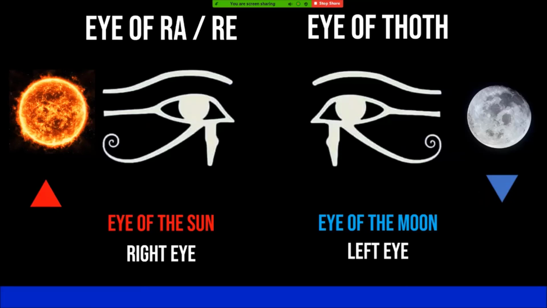In Egypt, it was no different because remember, we're dealing with the same religion. It just spread across the world. So in Egypt, it looked like this. Instead of having Shiva and Shakti, you had the eye of Ra and you had the eye of Thoth. Thoth represented the moon, Ra represented the sun. The right eye was the eye of the sun, the left eye was the eye of the moon.